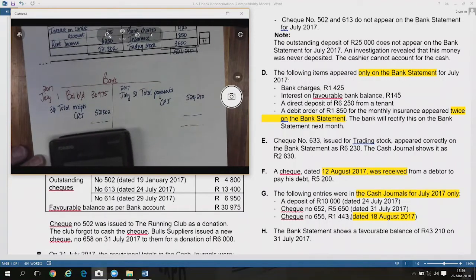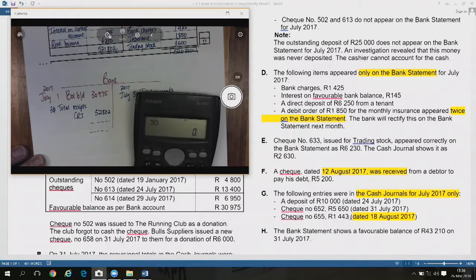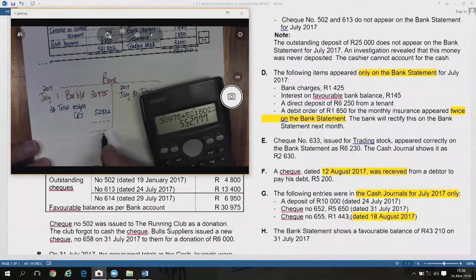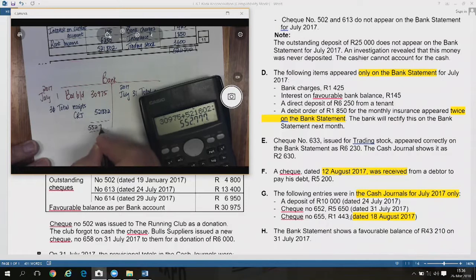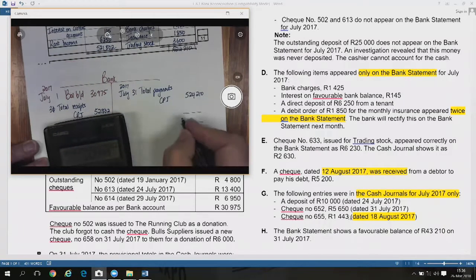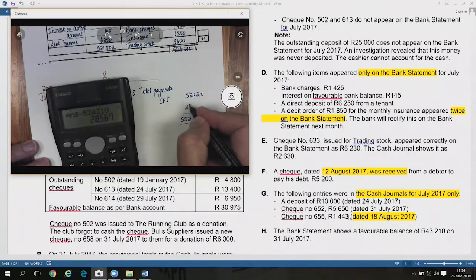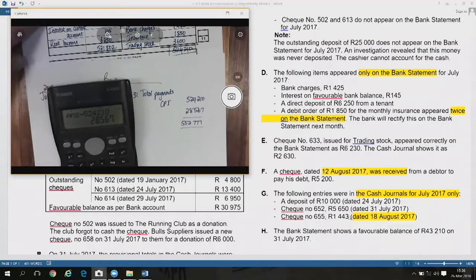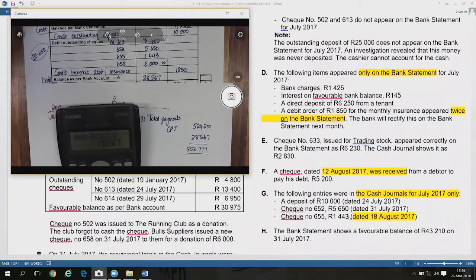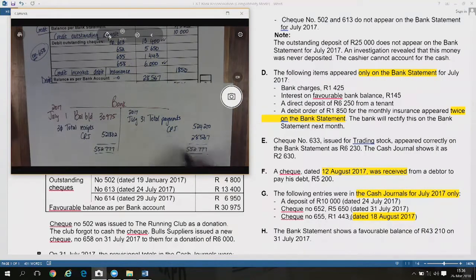On the debit side, I've got 30975 plus 521802. That gives me 552777. When we put the 552777 there, minus 524210, that gives me 28567, and that was exactly the same amount on the debit side, which is 100% correct because this balance is balance carried down.